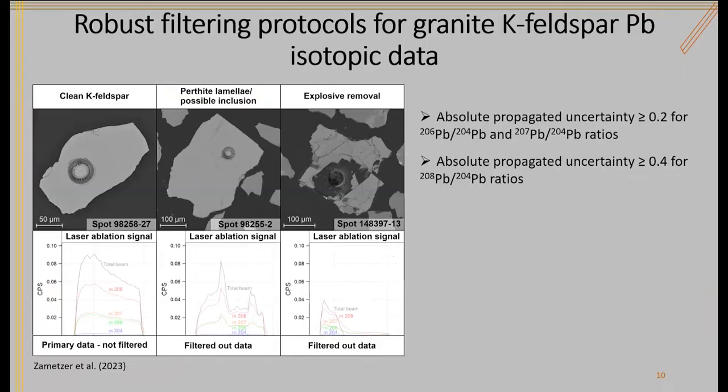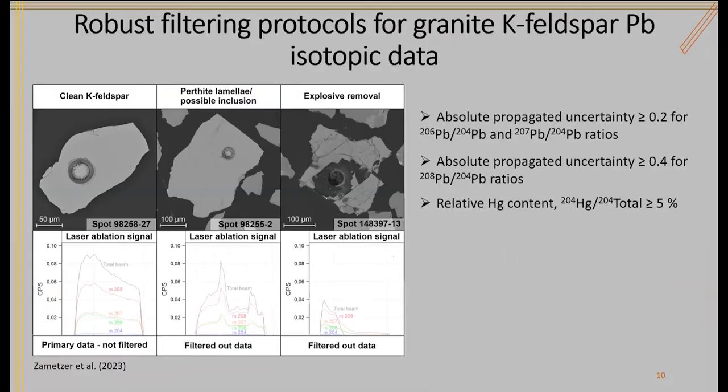And then we can always go back and look into the laser ablation signals. And when we see something like this spiky signal in the center, which is very different as compared to the signal of the spot that was set on clean K-feldspar, then we can say, oh, okay, it looks like we hit something here that was not supposed to be hit, like low lead perthite lamellae, or possible inclusion. But my filtering criteria would probably catch this data point anyway. What I call explosive removal here is essentially when the laser spot shoots through the K-feldspar and into the epoxy, and that produces a signal that is very striking, and obviously this data point would not be used anyway, because the data, yeah, it's absolutely meaningless.